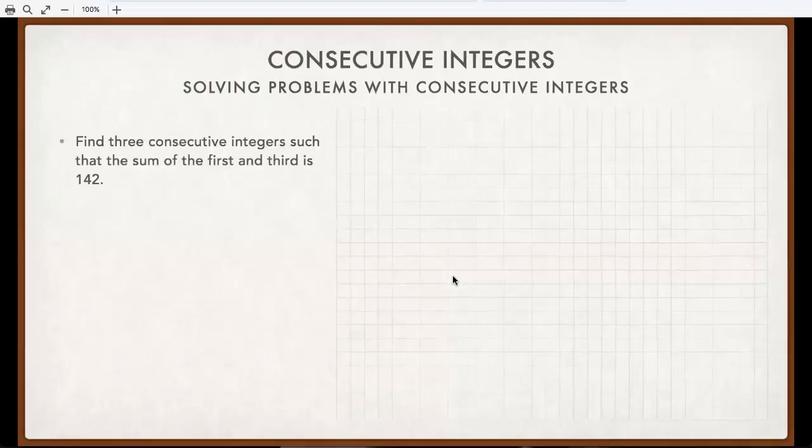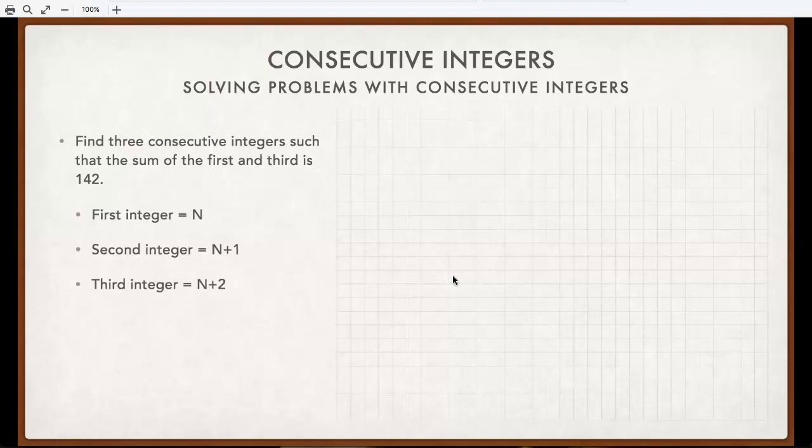Find 3 consecutive integers such that the sum of the first and third is 142. So while it may look like we're dealing with a problem here with 3 variables, in fact there's only one variable because we know what the relationship between these 3 integers is. The first one we can call n. The second one, because it's consecutive, will be equal to n plus 1. And the third one will be n plus 2.